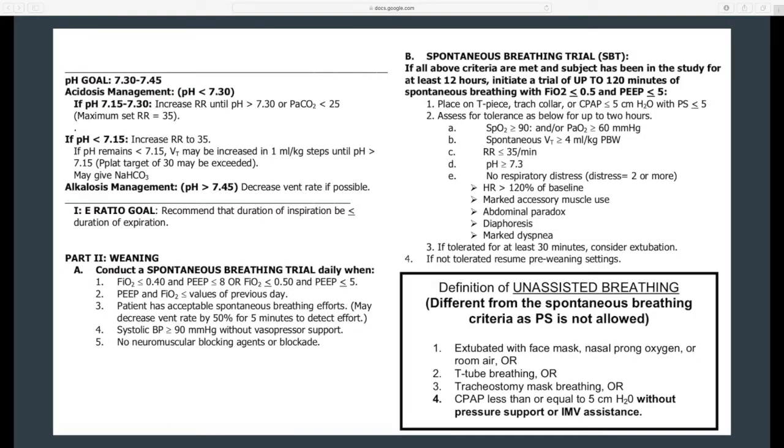And with acidosis below 7.3, you can increase the respiratory rate to 35. You can also increase the tidal volume by 1 ml in small steps. And lastly, just some tips for weaning and having a spontaneous breathing trial.